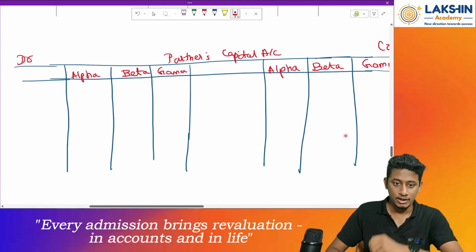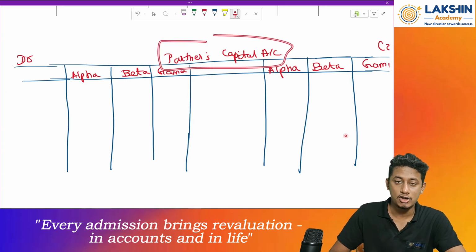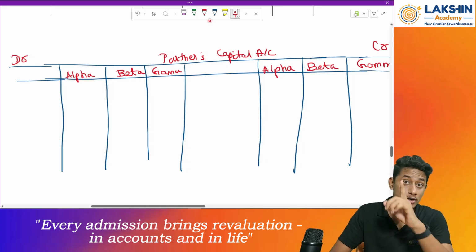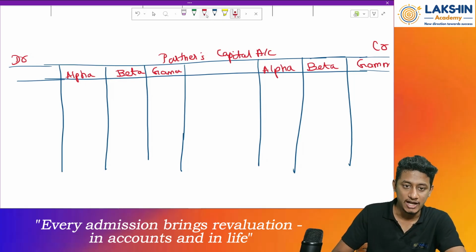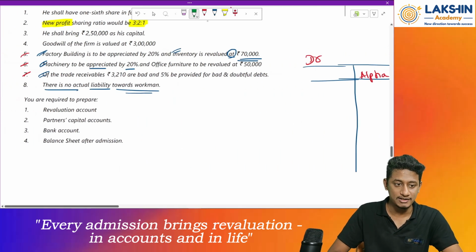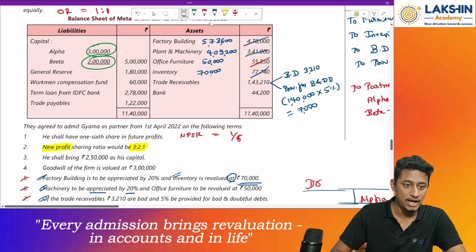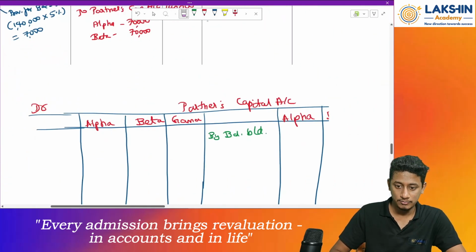Clear? Now let us prepare what? Partners capital account. Now how to prepare the partners capital account? Opening with what? Opening balances of capital. So that will be by balance brought down. So for alpha and beta, what are the balances? Look at the balance sheet. Rupees 3 lakh and rupees 2 lakhs. Right? So rupees 3 lakh and rupees 2 lakh.